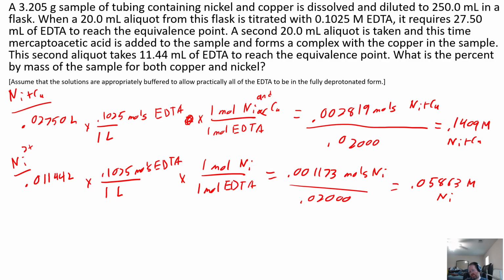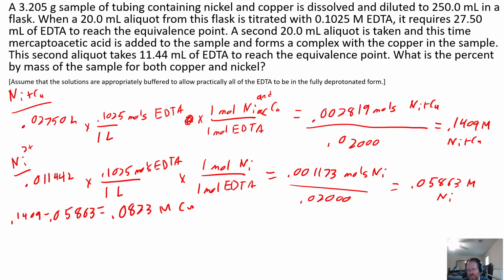copper, since the nickel and copper together is a number, and I know the nickel. If I subtract the nickel from the nickel plus copper, I get my copper. So I take 0.1409, subtract 0.05863 from it. Do that subtraction, I get 0.0823 molar copper. So these are my two concentrations of my nickel and my copper.